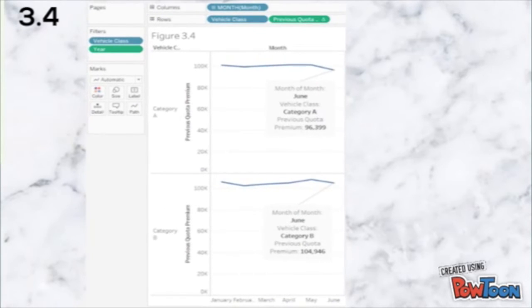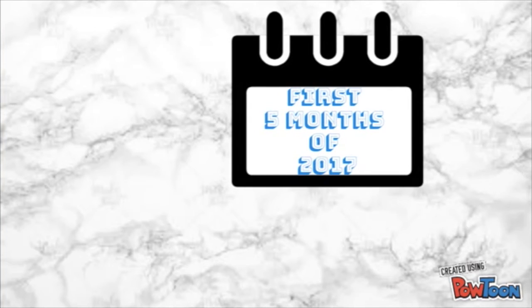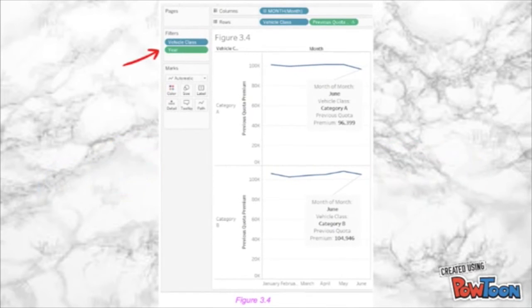For question 3.4, we drag the month dimension to columns, and the vehicle class dimension and premium measure to rows. In order to obtain the previous quota premium, we use the moving average in the quick calculation table for the premium measure. This function helps the team to quickly average the COE prices in the preceding 3 months. Next, as we are only interested in the starting 5 months of year 2017 and categories A and B of vehicle class, we drag the year dimension to the filter step, selecting only year 2017, and drag the vehicle class dimension.